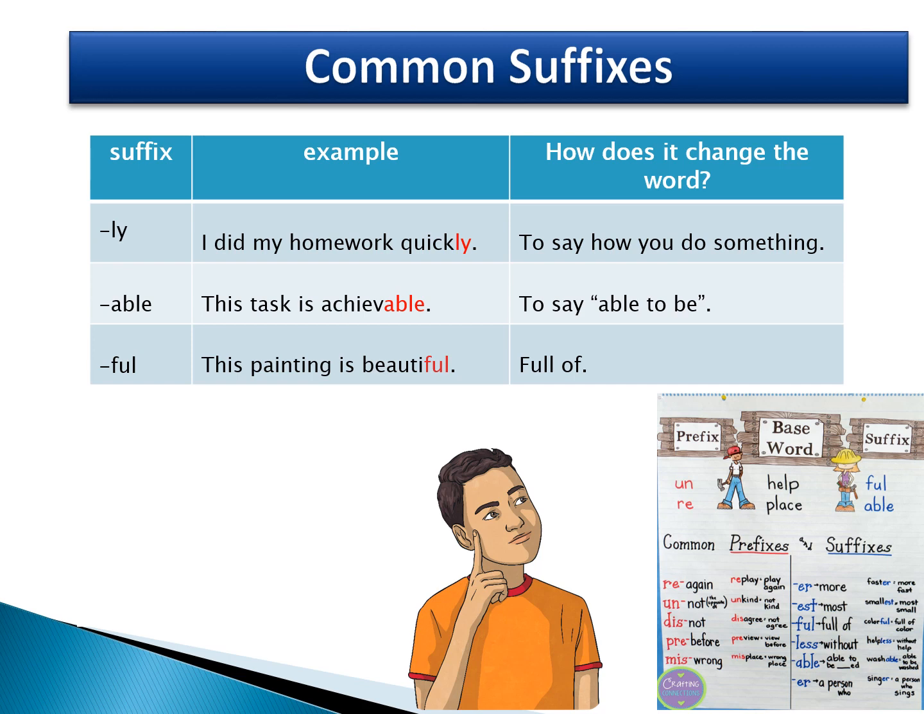The suffix able, achievable, lovable, readable. So this task is achievable. Able in achievable means you are able to do something. The article is readable, then it can be read. This task is achievable, then it can be achieved.